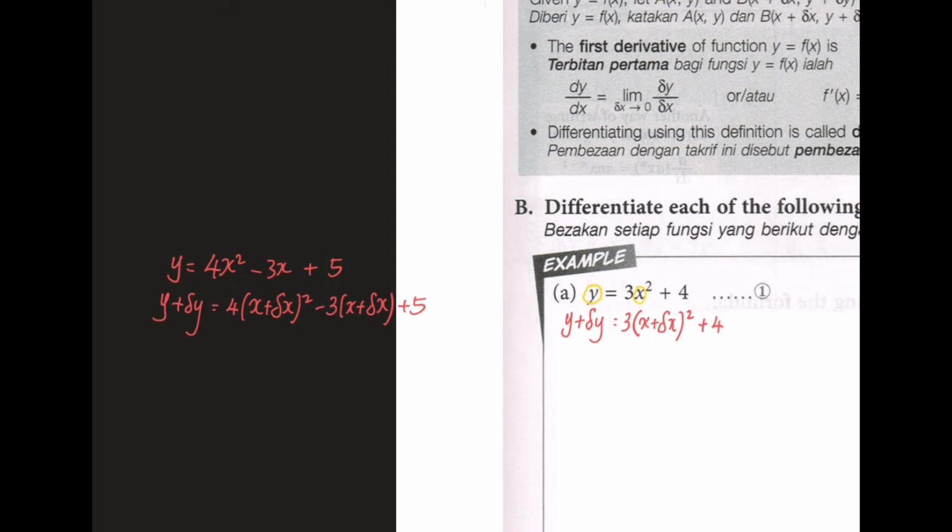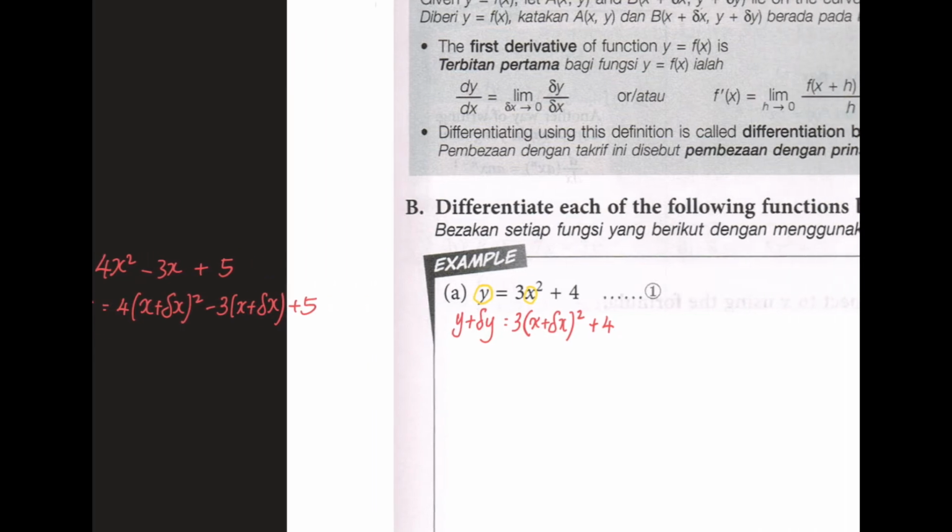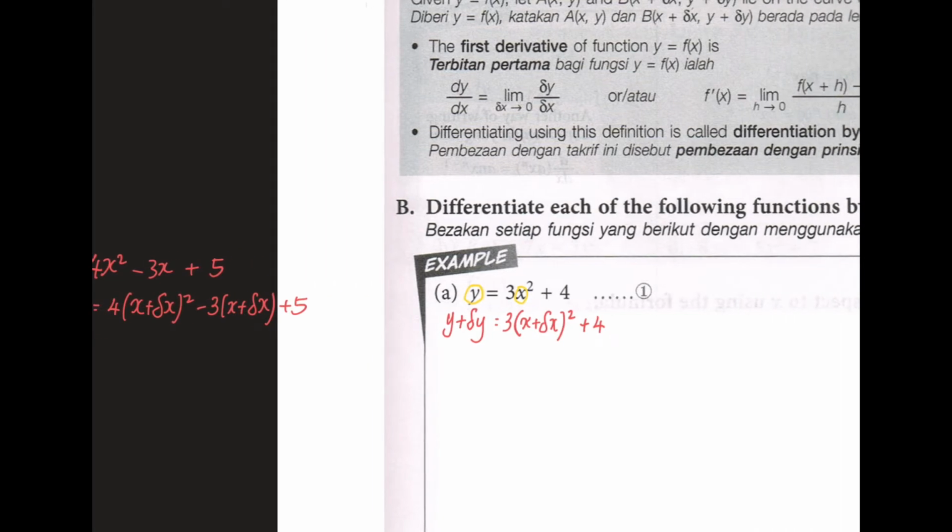So you can see the idea is basically changing the y to y plus delta y, changing the x to x plus delta x, and the x here, x plus delta x. So this is the second step. After you do so, we have to expand, because we have a power 2 over here. As you can see, we have a power 2, we need to expand it.